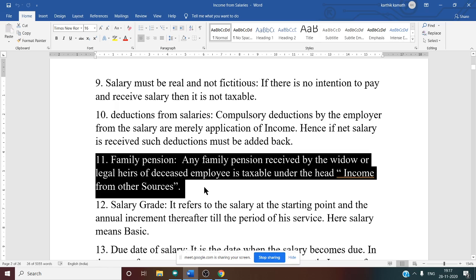Very, very important. Family pension, income from other source. It doesn't come under income from salary. That is, the pension received by the widow or legal heir of the deceased employee also comes under income from other source.